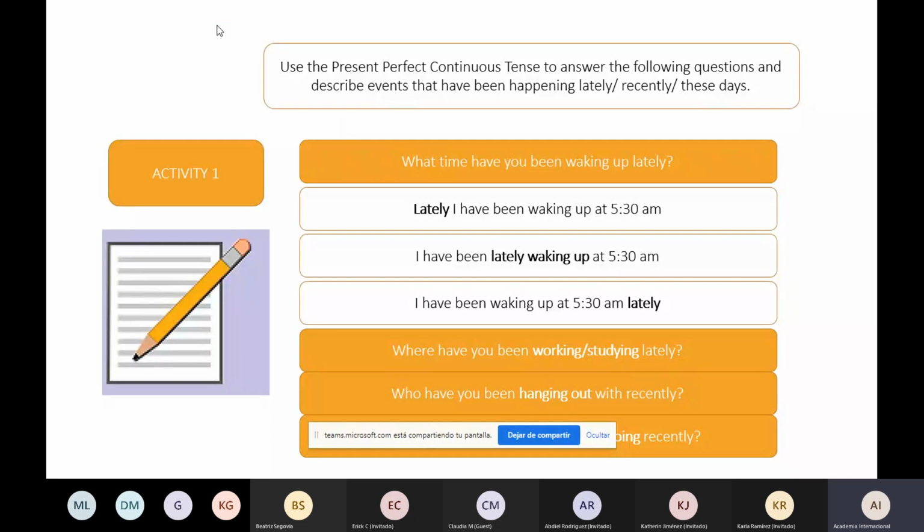Okay, so lately, recently, or these days are the same.